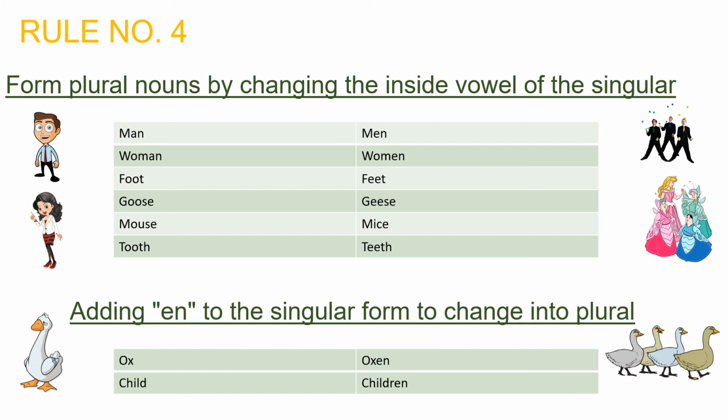Adding en to the singular form to change into plural is another version you have to know. Ox, oxen. You add en. Child, children. You add en.